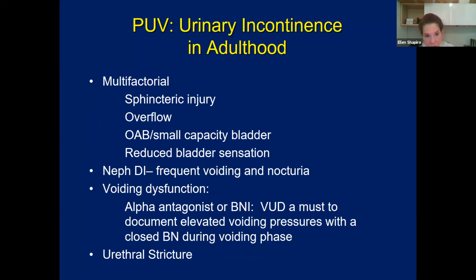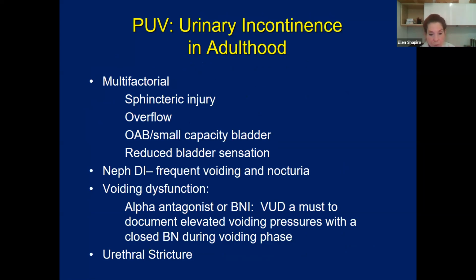Urinary incontinence into adulthood can be multifactorial. There can be sphincteric injury, overflow, overactive bladder with small, probably small capacity or functional capacity bladders, reduced bladder sensation, nephrogenic DI. It causes frequent voiding and nocturia, voiding dysfunction.